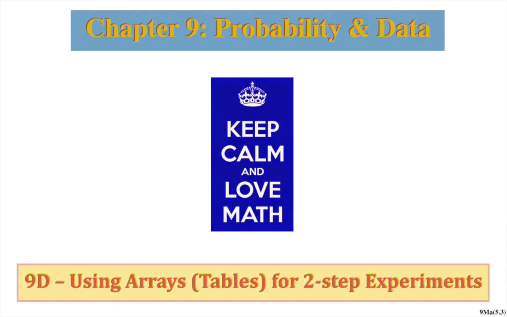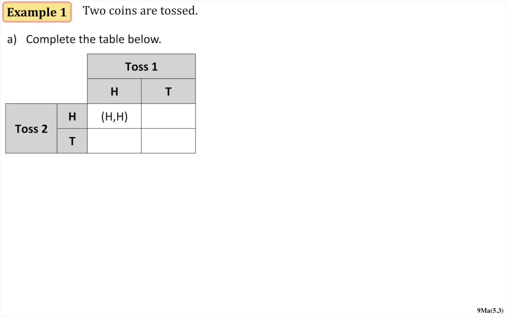Let's get into it. Right, straight into the examples. We're going to be looking at tossing two coins. Now, if we toss two coins, here are the results. The first coin could be heads or tails. The second coin could be heads or tails. It doesn't matter which coin's the first coin or which coin's the second coin, it's just arbitrary.